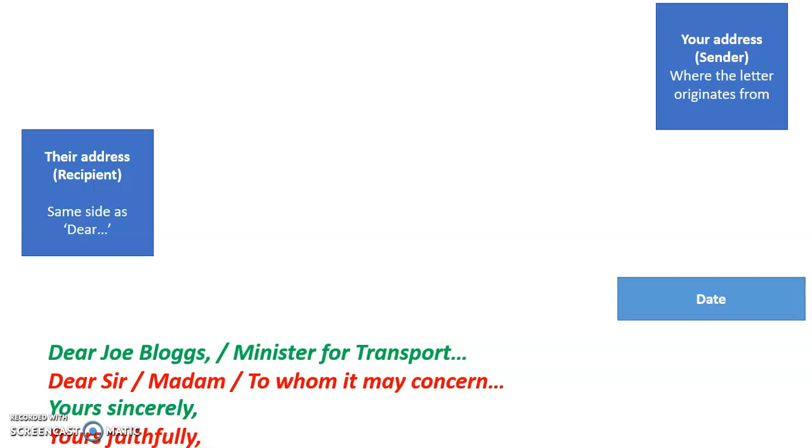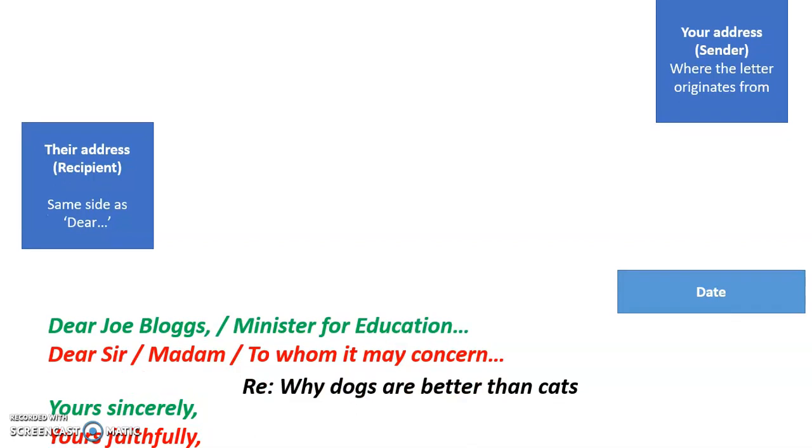As I said, your last option for a letter is your re line. That would come under your Dear, before you start your proper letter, and you would just put what your letter's about. So, for example, re: why dogs are better than cats. I'm not sure why I would be writing to the Minister of Education about that, but there it is. This slide has everything you need to set out your letter correctly, so please make sure you do. Good luck.